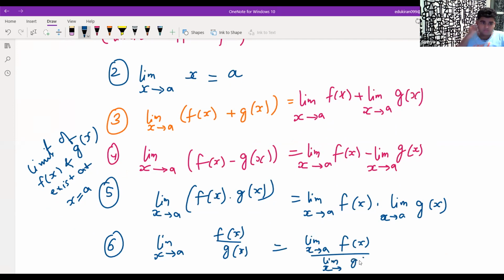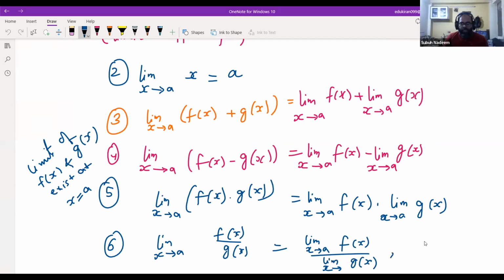Sir, here one more extra condition is there. Yes, so what is a? Is it a constant? Yes, constant, just as we took 3 there. It can be another constant. Okay. So the limit x approaching a of g of x, the denominator one, cannot be equal to 0, because in that case the ratio cannot be defined. So there is an extra condition here that the denominator is not equal to 0.